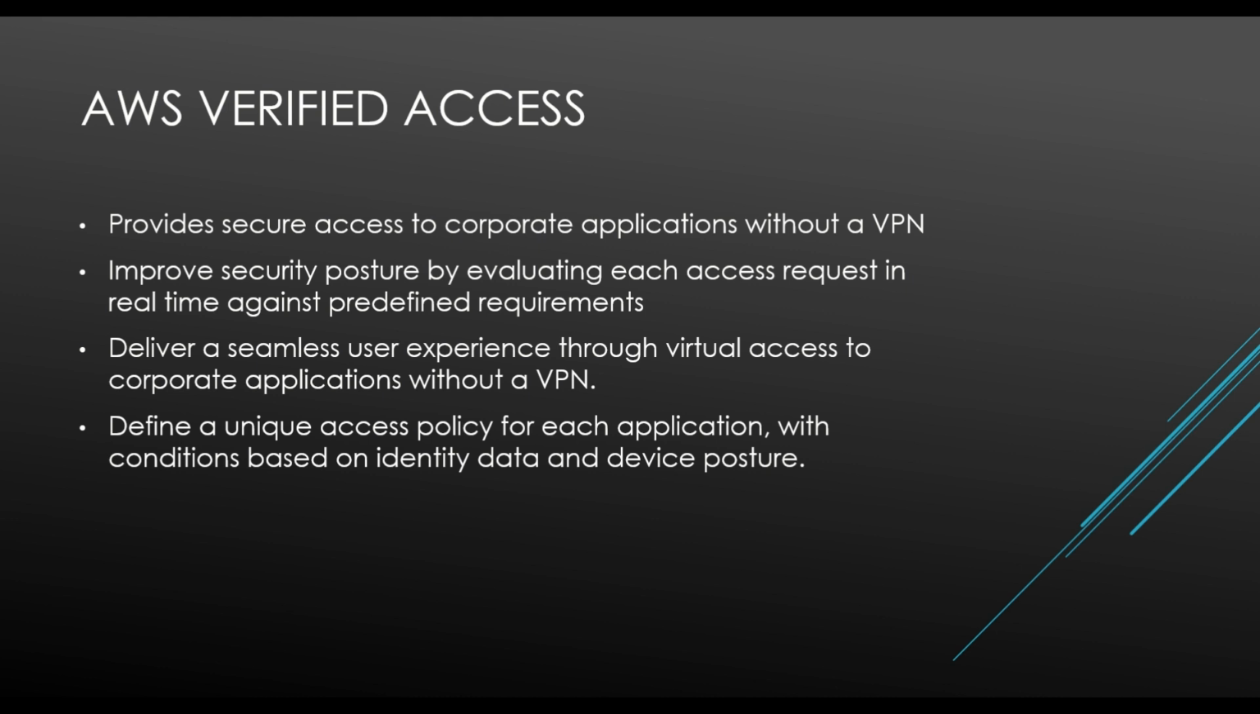Verified Access supports the following categories of trust providers. First, user identity. User identity is an identity provider service that stores and manages digital identities for users. Next, device management. A device management system for devices such as laptops, tablets, and smartphones. In this demo, we will use user identity based trust to provide access to the application. We will use Cognito as the user identity trust provider.